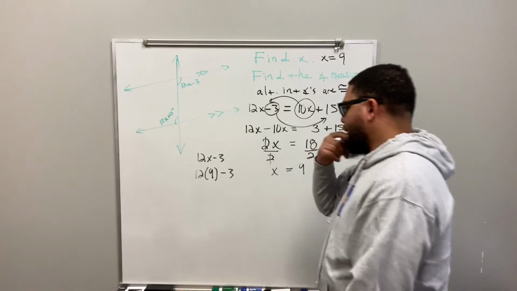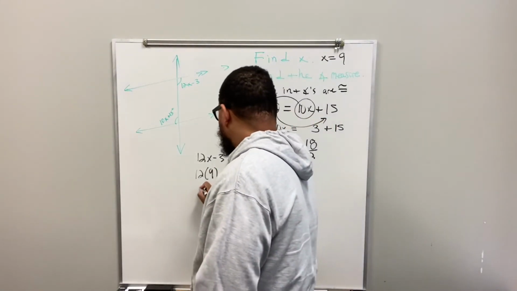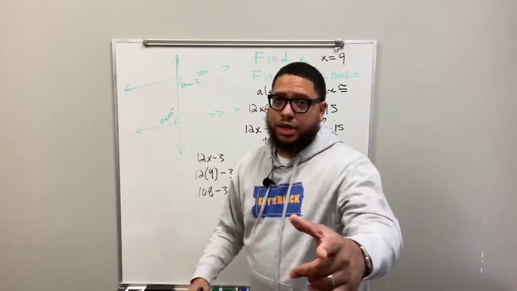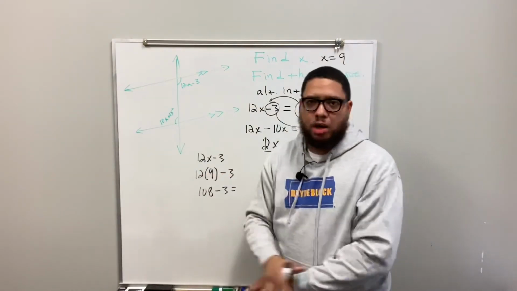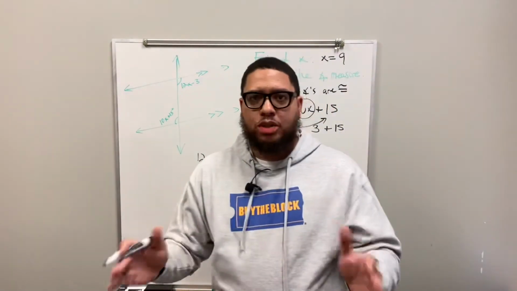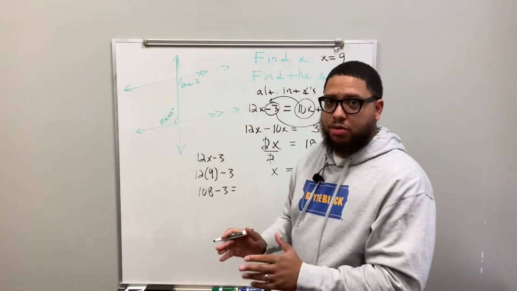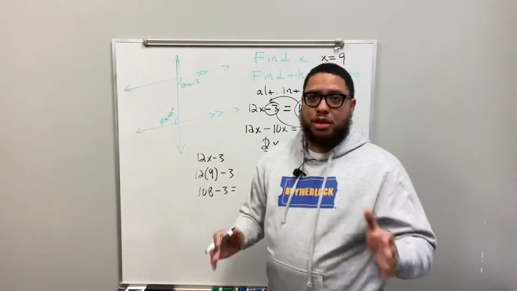Now what's 12 times 9? That's 90 and that's 18. 90 plus 18 is 108. Yeah, cool. So that's 108 minus 3. And remember, order of operations. You should not be doing 9 minus 3 first and get 6 and then multiply that by 12. That is not the order of operations. That's not what we do over here. All right? Follow the order of operations. Multiply first, then you subtract.